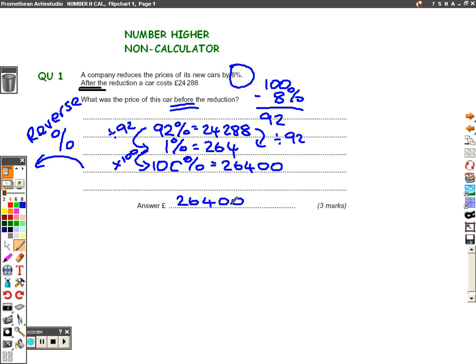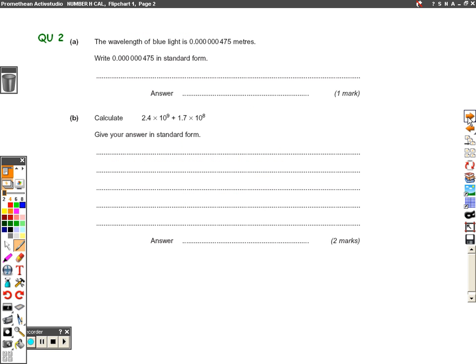Okay, it's always important about these questions to look at the wording of the question. Question 2. Just converting a simple number to standard form, remember. Standard form must be between 1 and 10, so 4.75. Literally count how many hops you're going to have to do. 1, 2, 3, 4, 5, 6, 7. So times 10 to the power of 7.